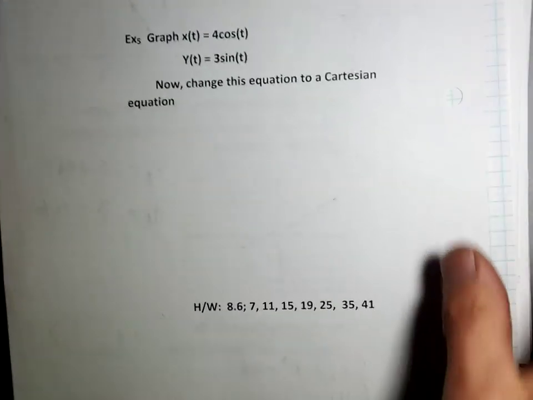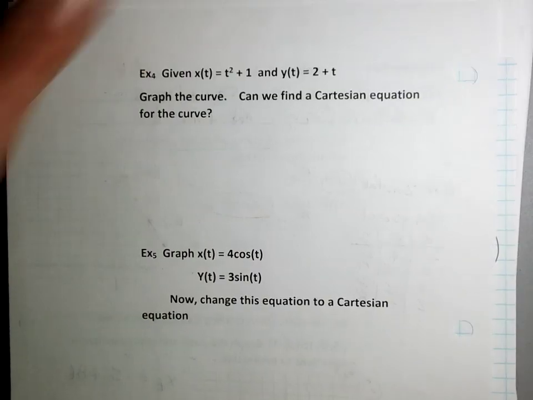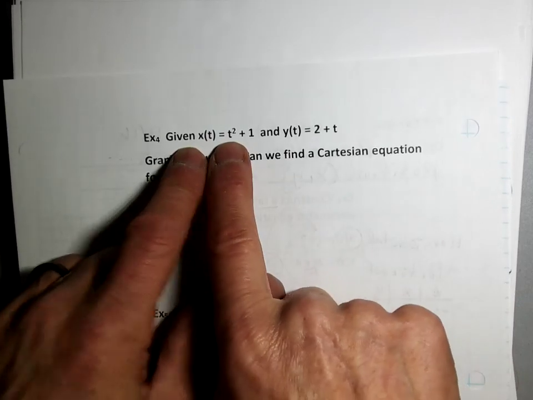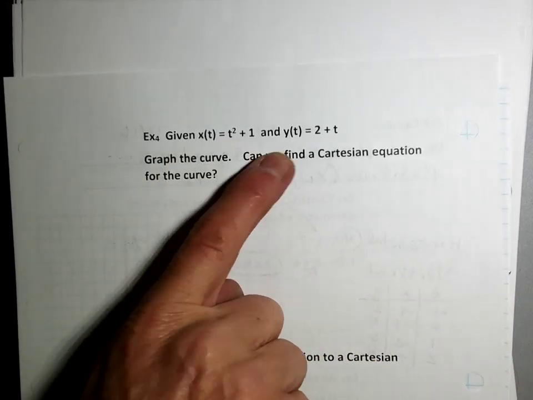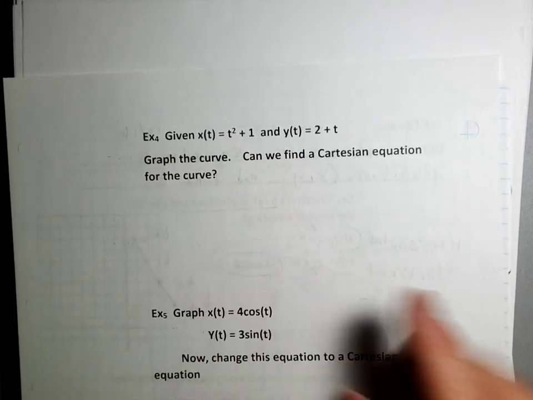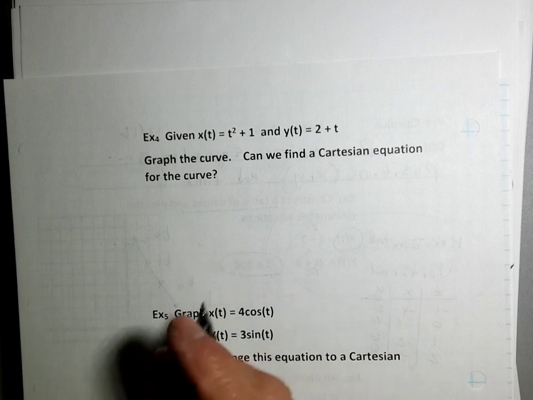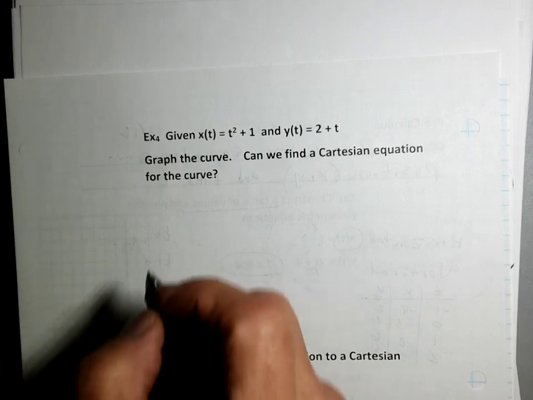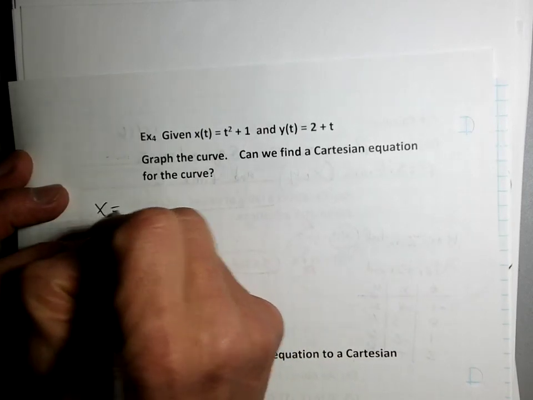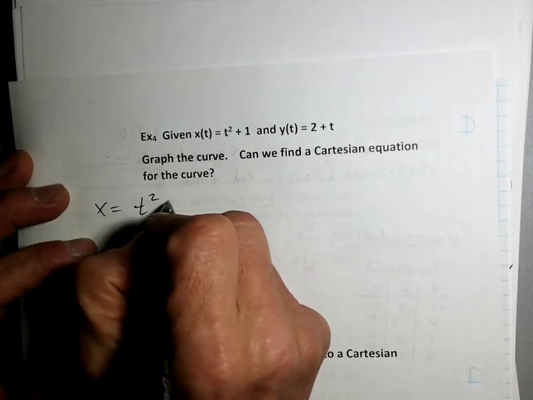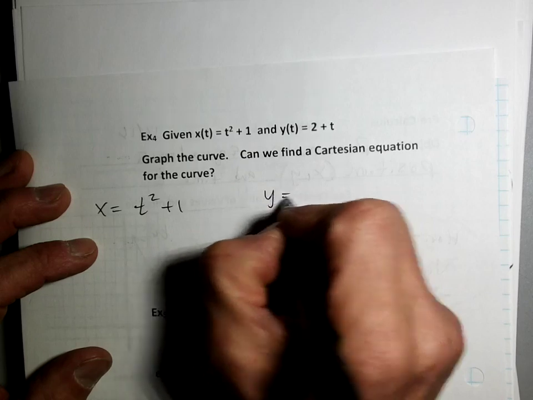All right, now, we can go the other way. So if I have x of t and y of t, this time what I want to do is put it in xy, because I want to see the xy graph, what does it look like, because there are some things in calculus I could do with xy versus parametric. So here's what I'm going to do. I'm going to set them up: x is equal to t squared plus 1, and y is equal to 2 plus t, all right?